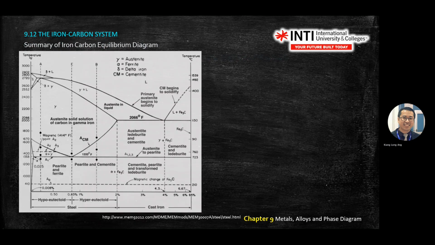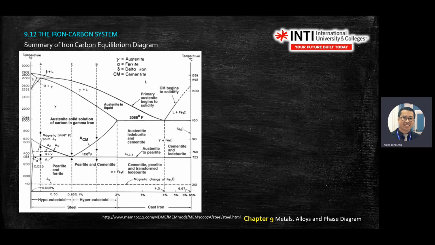So this is a complete graph for iron carbon steel. We call it the iron carbon steel equilibrium diagram. So you explain the whole carbon steel diagram. This is a very important graph for you to observe.